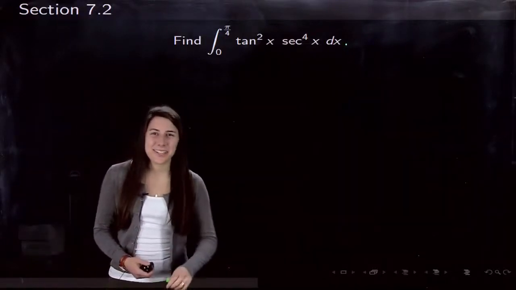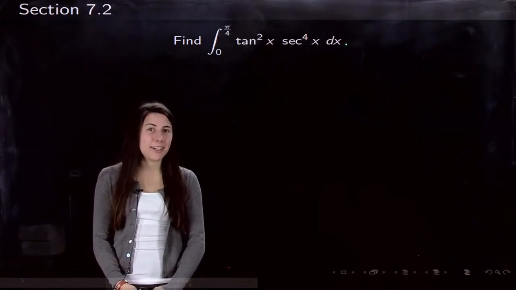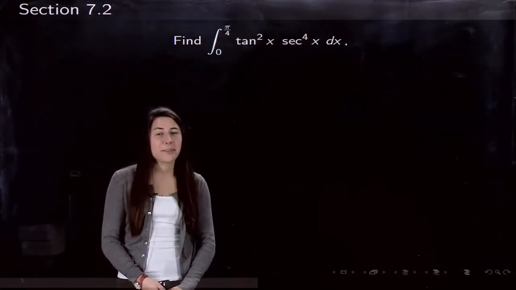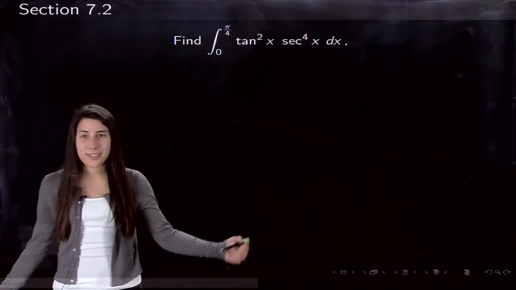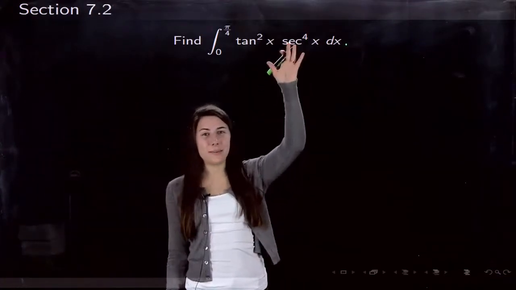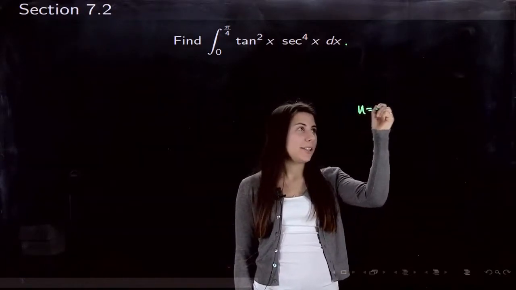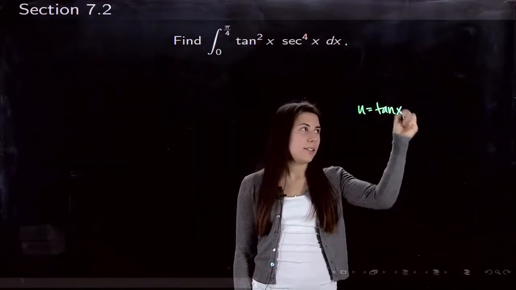All right, let's do another trig integral. This one is the integral of tangent squared x times secant to the fourth x from 0 to pi over 4 with respect to x. So because secant is an even power, we want to choose our u, our substitution, to be tangent.